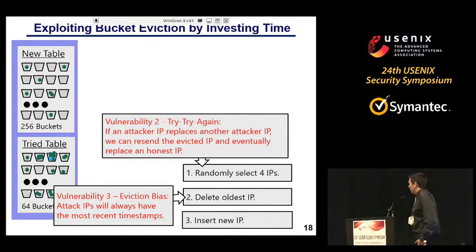Additionally, as we've already discussed, the attacker can ensure they're the most fresh. So if one of the four is an honest IP, the attacker can basically ensure that the honest IP will be evicted.